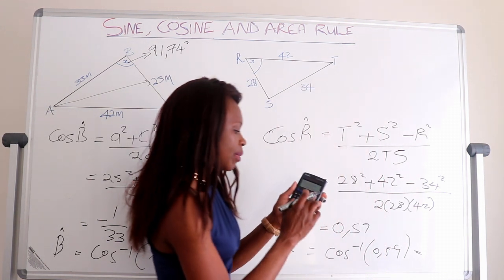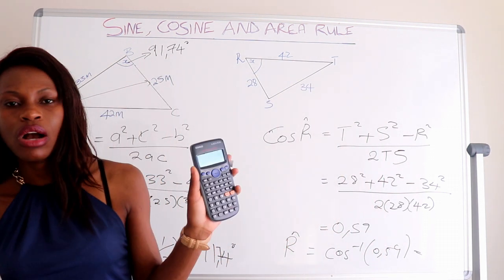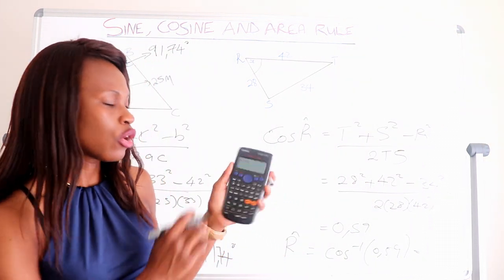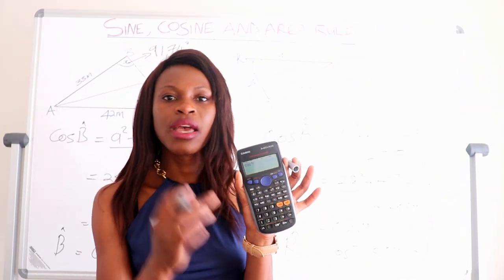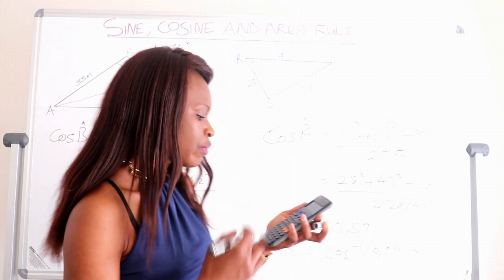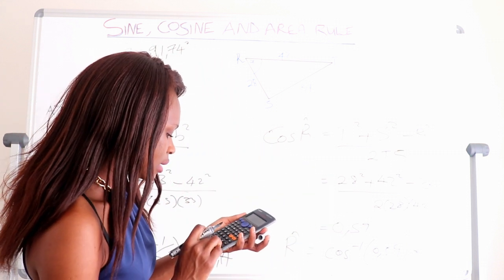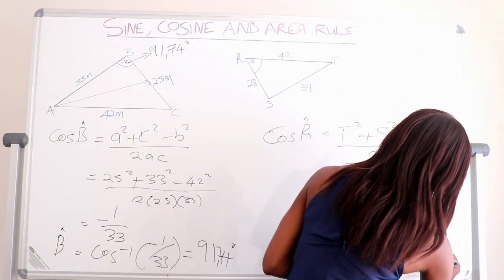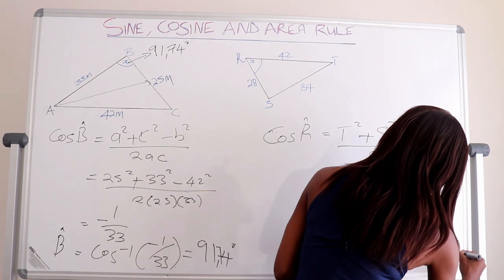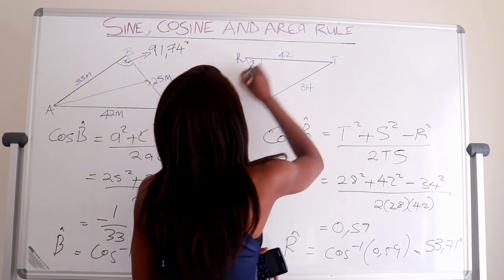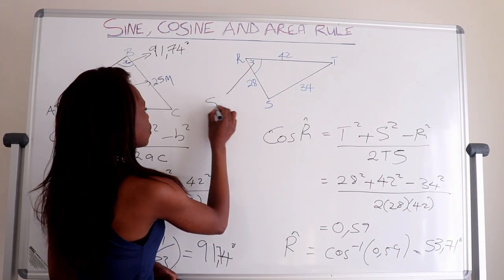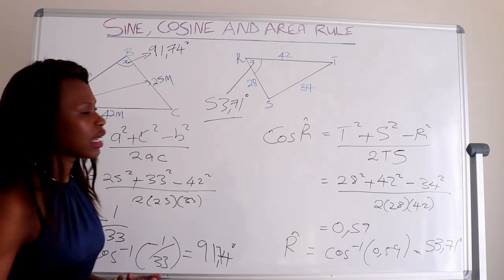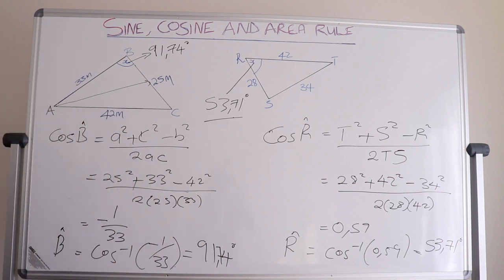Remember, I told you guys, if you are using a Casio calculator like mine, what you need is to press shift and then cos, and you will have cos with an exponent of -1. And then you will have to press the answer, and that gives us 53.71. So that will be 53.71 degrees. Then this angle here, the angle R, is equal to 53.71 degrees. That is the value of the angle that we are trying to find.